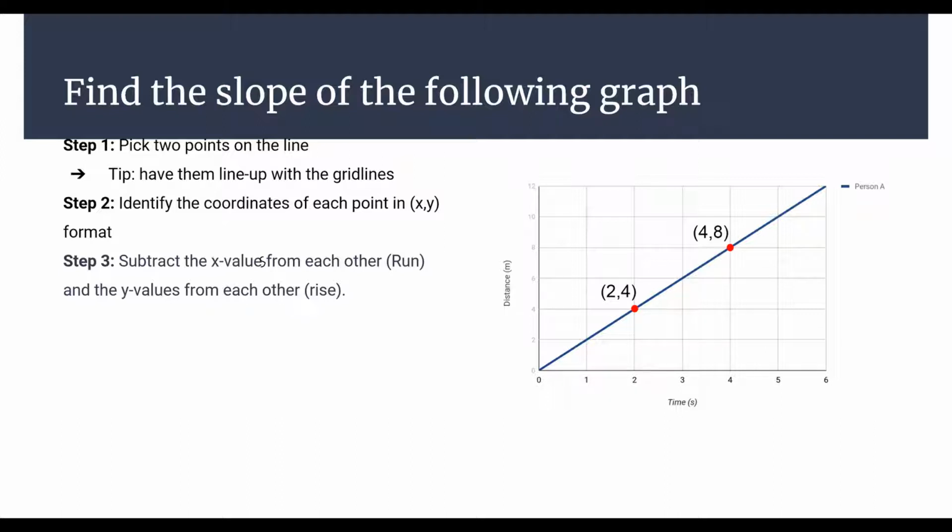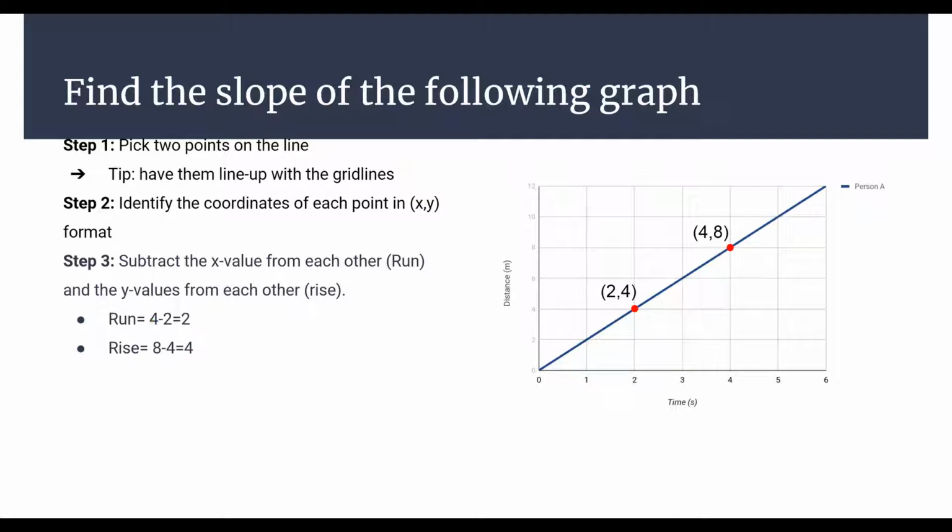Okay. So we're going to subtract the x values from each other, and that's going to find us our run. And we'll subtract our y values from each other. That's going to find our rise. Okay, so we've done that. So we have our run, 4 minus 2, which gives us 2. We have our rise, which is 8 minus 4, which gives us 4.